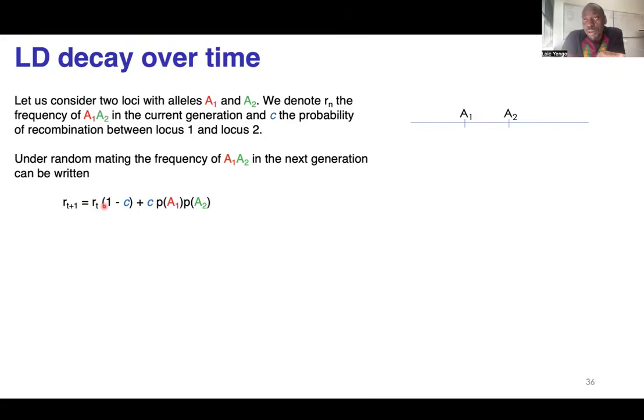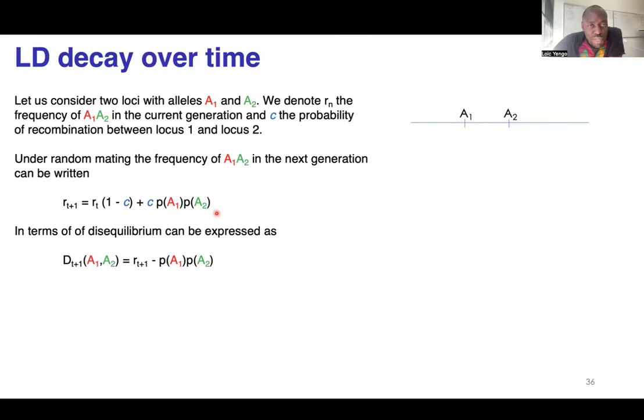But that only happens if there is no recombination, and the absence of recombination happens with probability 1 minus c. But if there is recombination, meaning that their association is broken, then with that probability of recombination c, the frequency that we observe of A1 and A2 is now broken, they are independent, and we're back to the product P(A1) and P(A2).